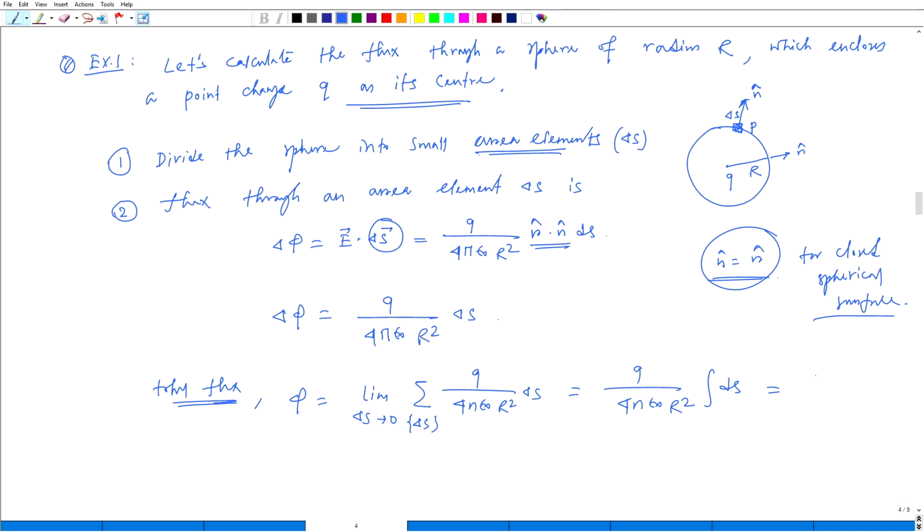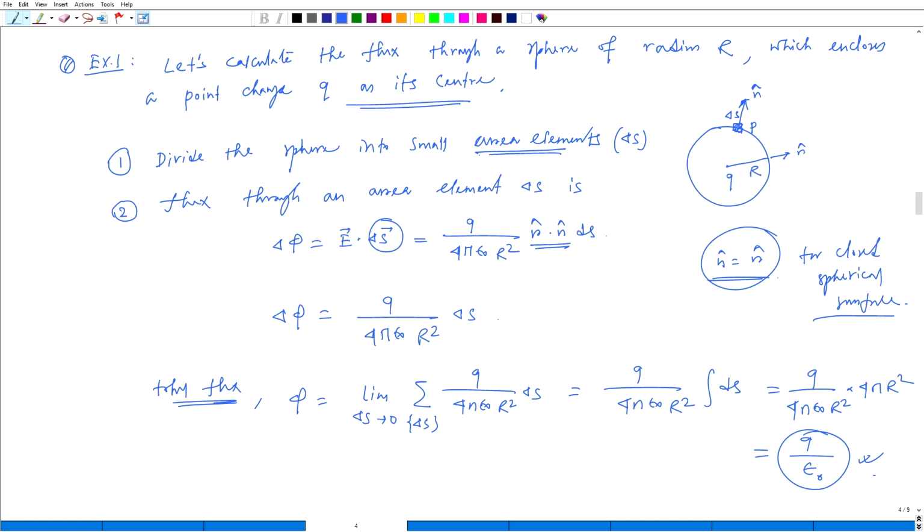What is the area of a sphere? So q over 4 pi epsilon naught r square times 4 pi r square, the area of a sphere of radius r. What is left is q over epsilon naught. This is the flux passing through a sphere with a charge at its center. The important thing is that it does not depend on the radius of the sphere.